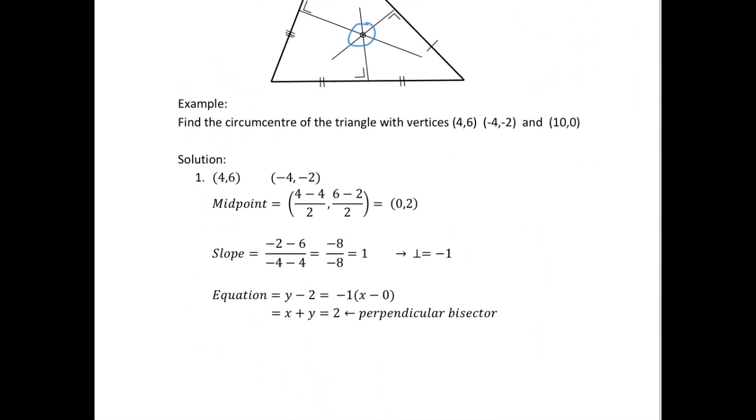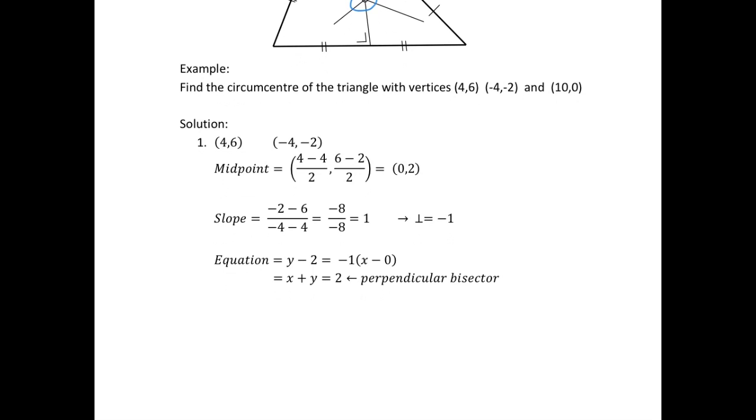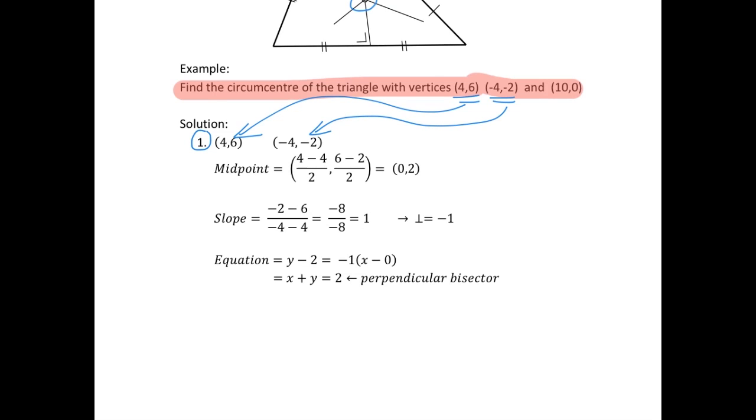We have an example here where we're asked to find the circumcenter of the triangle with vertices (4, 6), (-4, -2), and (10, 0). The first step of our solution is to take two of these vertices. I'm going to take the first and the second vertex first off, so here and here. My first step is to find their midpoint using the midpoint formula, filling in our x1, our y1, our x2, and our y2. We get a midpoint at the point (0, 2).